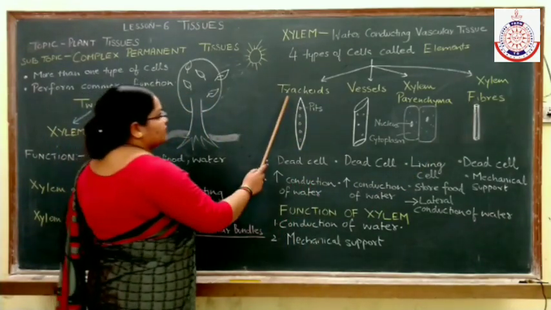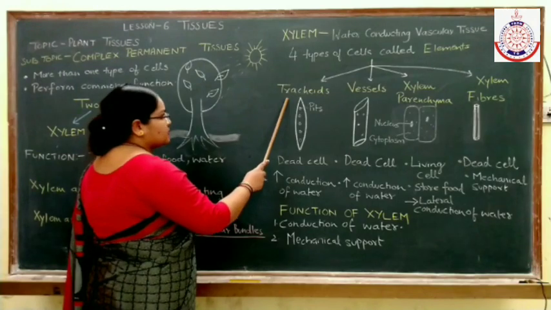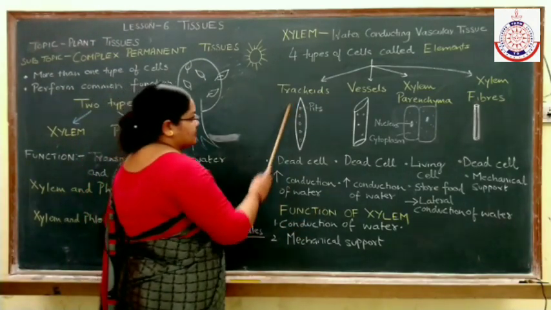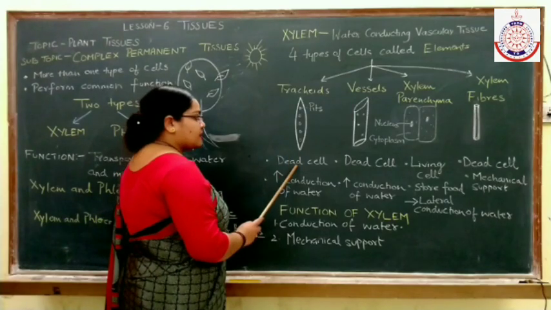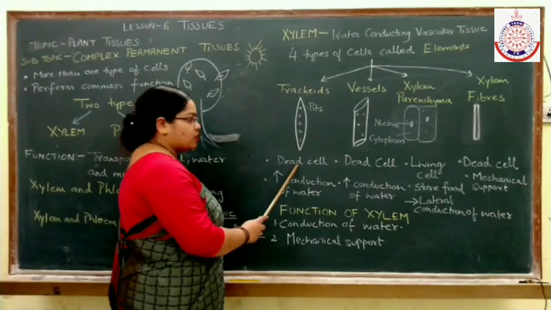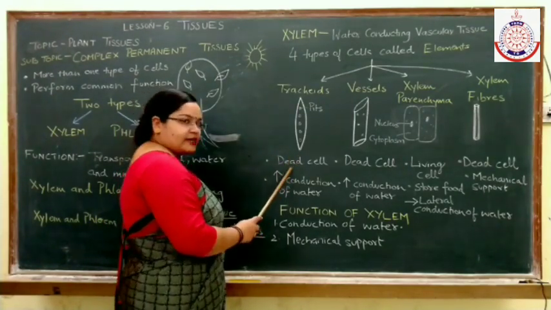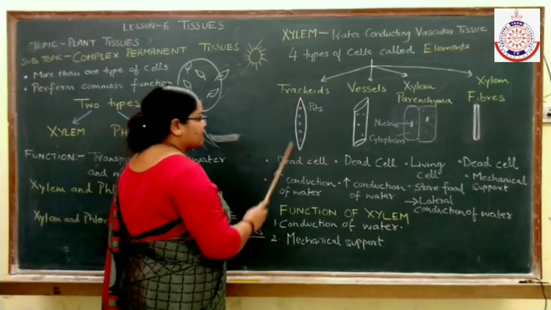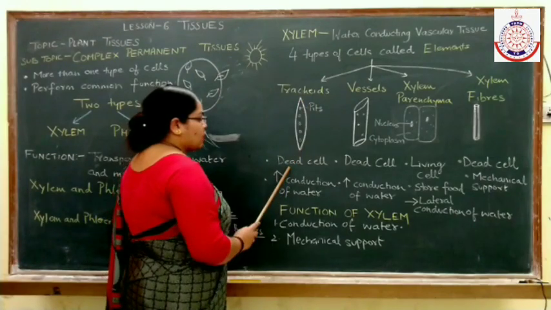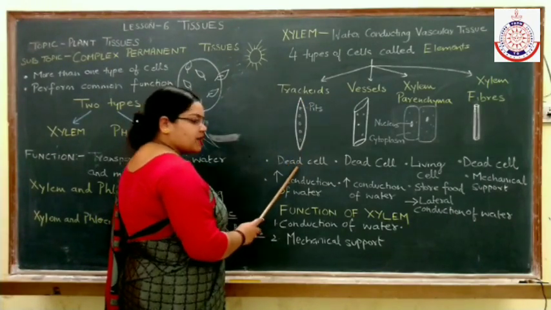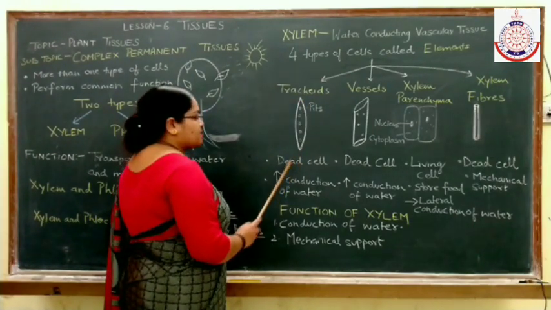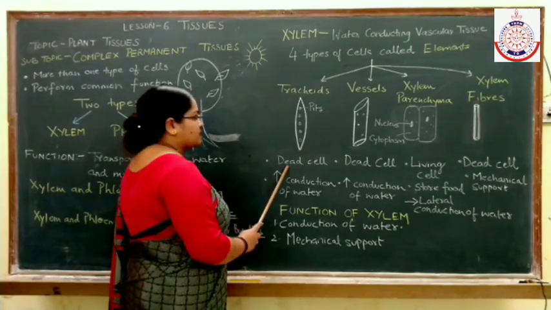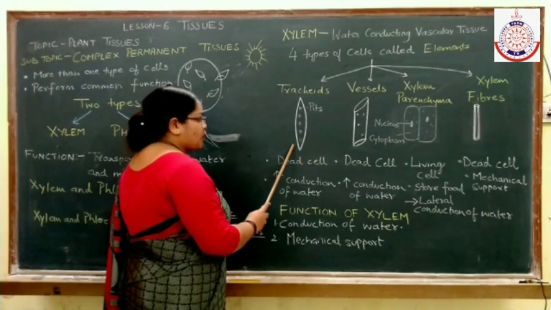First of all, we will discuss tracheids. Tracheids are elongated tubular cells which are dead when they mature. When they are immature, they are living cells, but when they mature, they attain their shape, become elongated tubular structures, and become dead cells. It means they do not have cytoplasm and nucleus. Their cell wall is very thick.